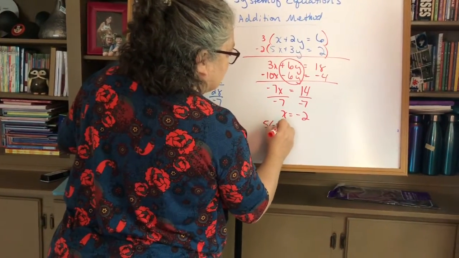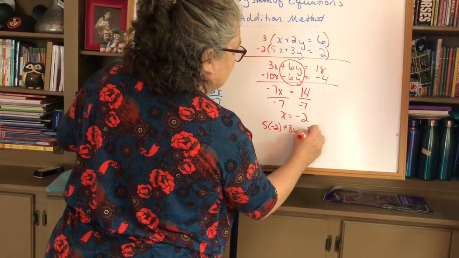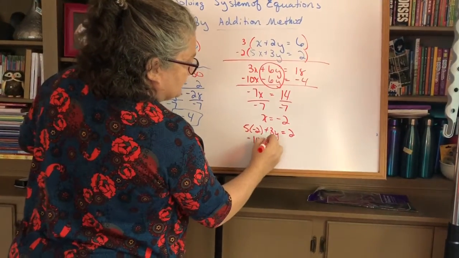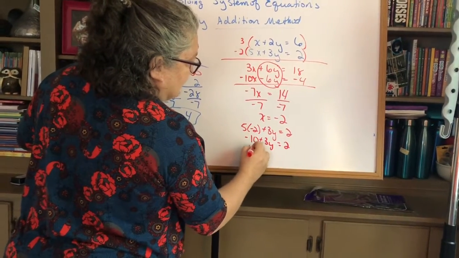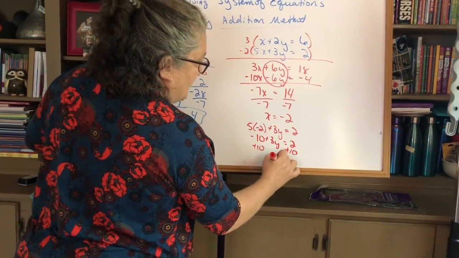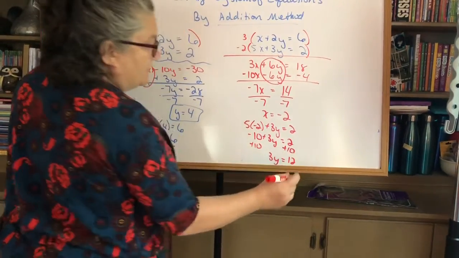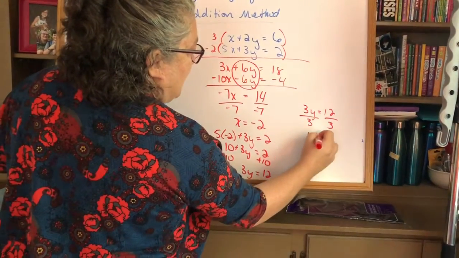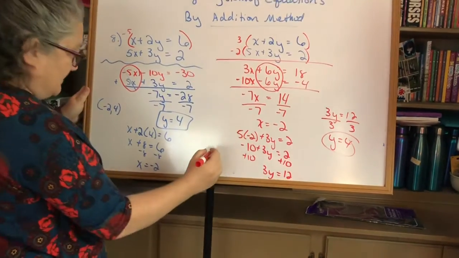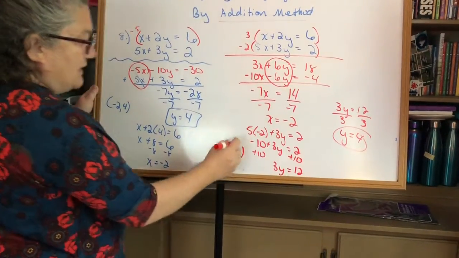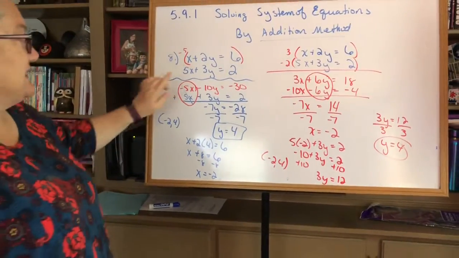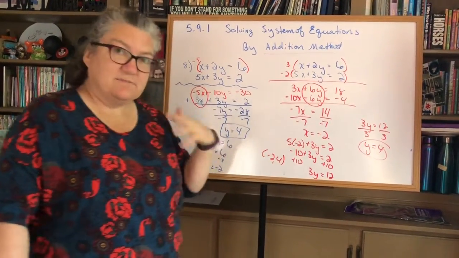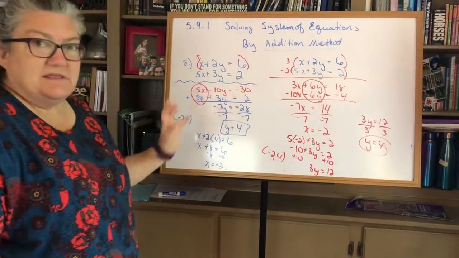So we have 5 times -2 plus 3y equals 2. I plugged it into this second equation. So we have -10 plus 3y equals 2. Add 10 to both sides. 3y equals 12. Divide by 3, y equals 4. So my point from over here was -2, 4. And that's what we had here too. So I hope you can see it doesn't matter if you eliminate the x's or if we eliminate the y's by using the addition method. It's going to be the same point.